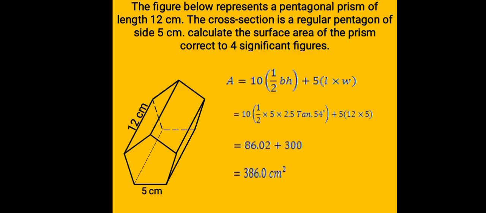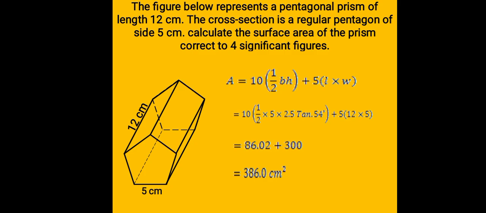So since the pentagon is on both sides of the prism, we shall have 10 triangles, because each pentagon has to have 5. So the area of both ends will be 10 into half base times height. Now the length of the prism, the other side of the prism forms 5 rectangles, having a width of 5 and a length of 12. So we shall have 5 rectangles multiplied by length times width.